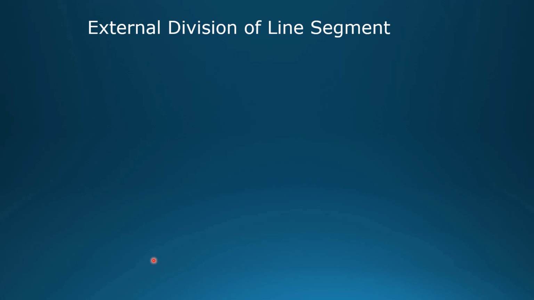External division of a line segment. In internal division of a line segment, the point that divides the line segment lies somewhere between the endpoints of the segment, whereas in the case of the external division of a line segment, the point lies on the line containing the segment but outside the segment. The segment is extended to a certain point.